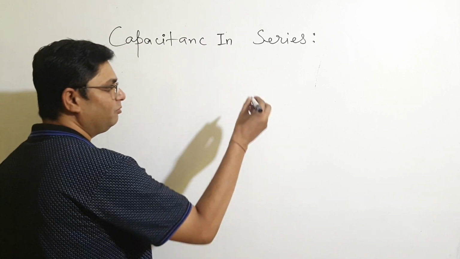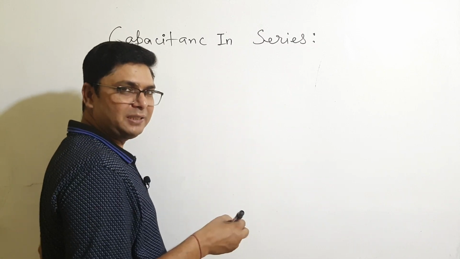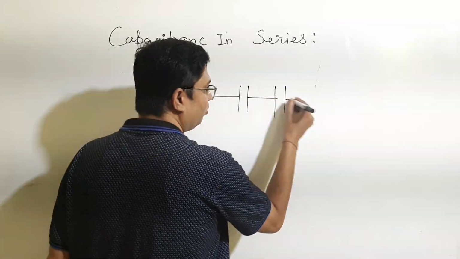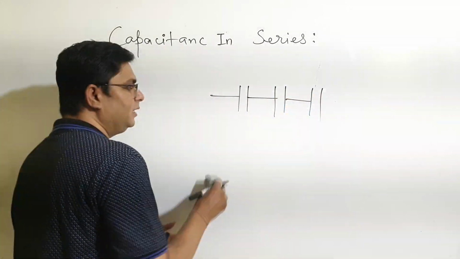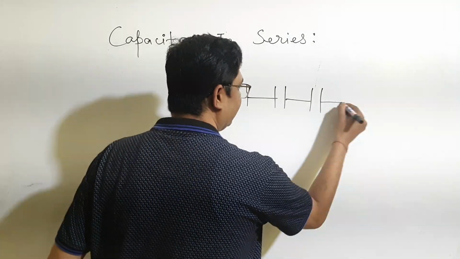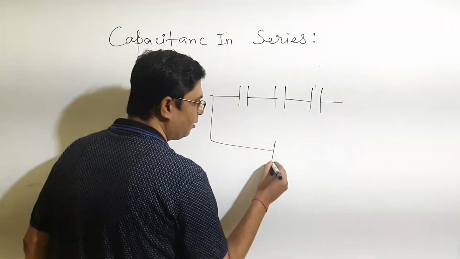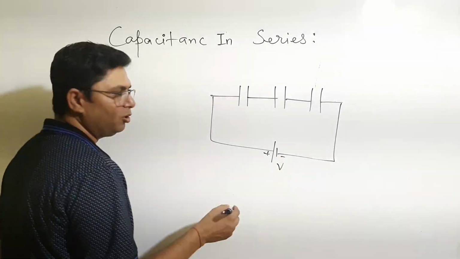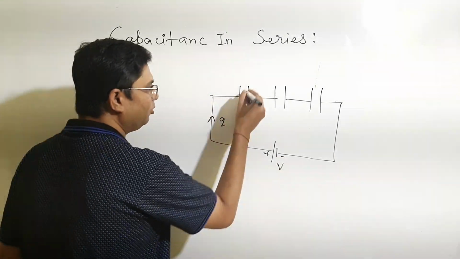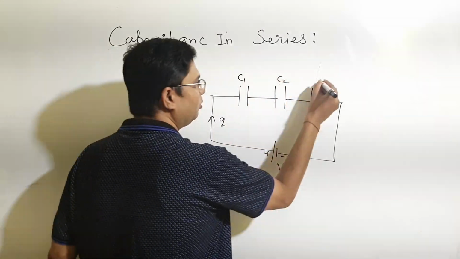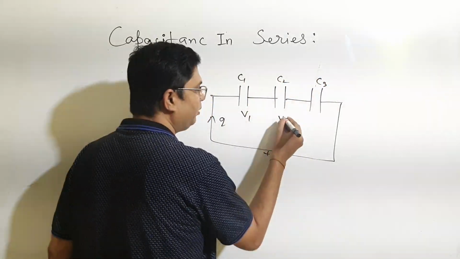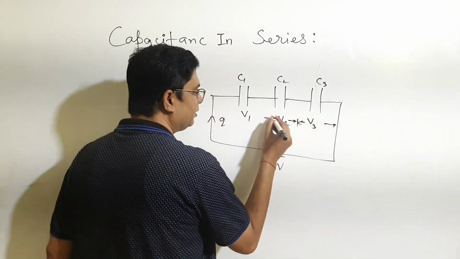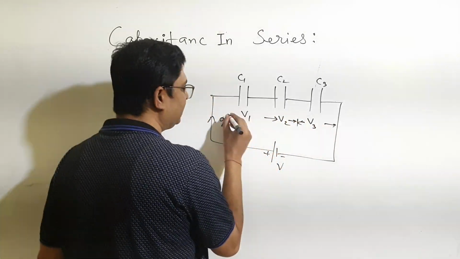For understanding this, we require a number of capacitors. Let the capacitors be 1, 2 and 3. The 3 capacitors are connected across a potential V. V is the potential applied across the capacitors. This is the charge Q. Let the capacitances be C1, C2, C3. V1, V2 and V3 are the potentials subdivided across these capacitances.